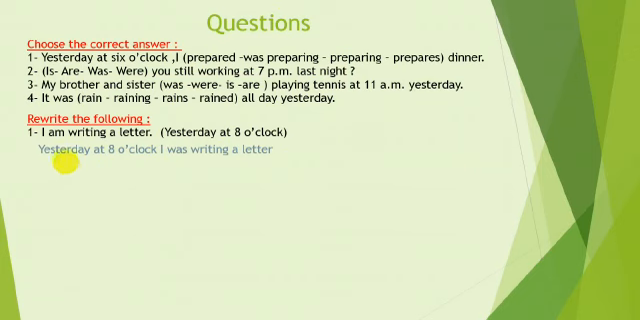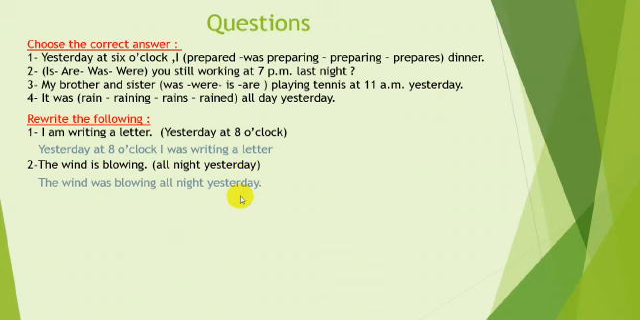Good job. Okay. Number 2. The wind is blowing. Again, a sentence in the present continuous, but I want it in the past. All night yesterday. I want to use all night yesterday. So again, it's in the past continuous. And what am I going to do here? What is the form of the past continuous? Was or were plus ing? Great. Okay. So it's going to be the wind was blowing all night yesterday.